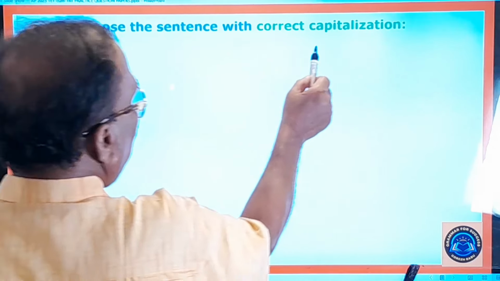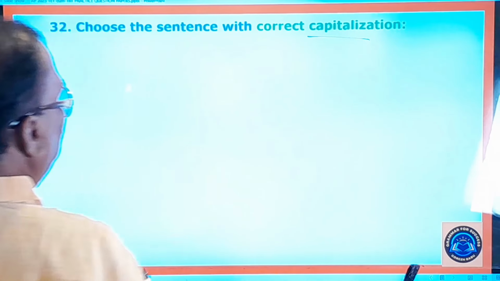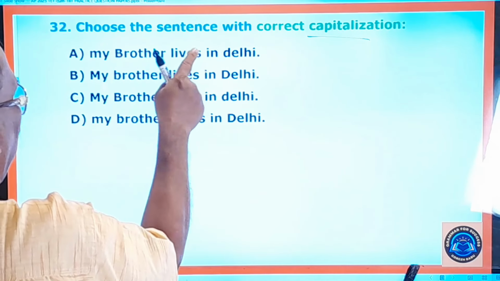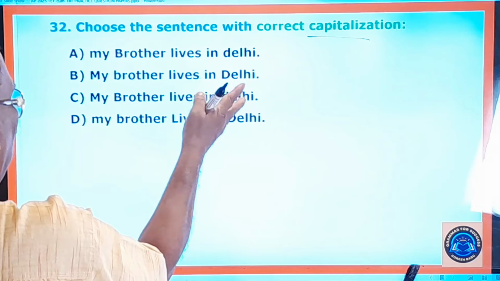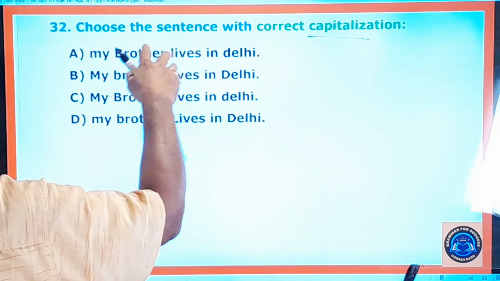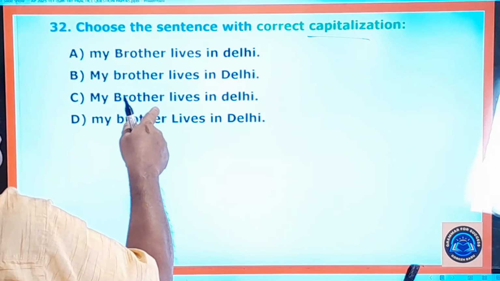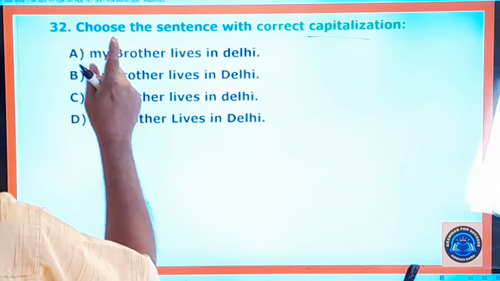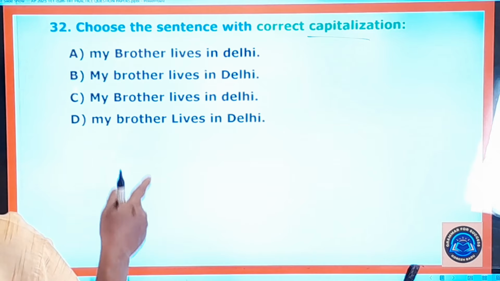Choose the sentence with the correct capitalization. On the use of capital letters also, a question is being asked. Okay. My brother lives in Delhi. So here are given 4 options, and one of them has the capital letters properly and correctly used, and that sentence is going to be your answer.